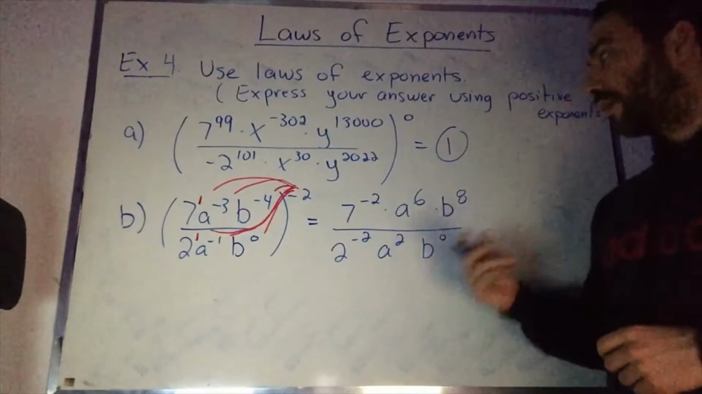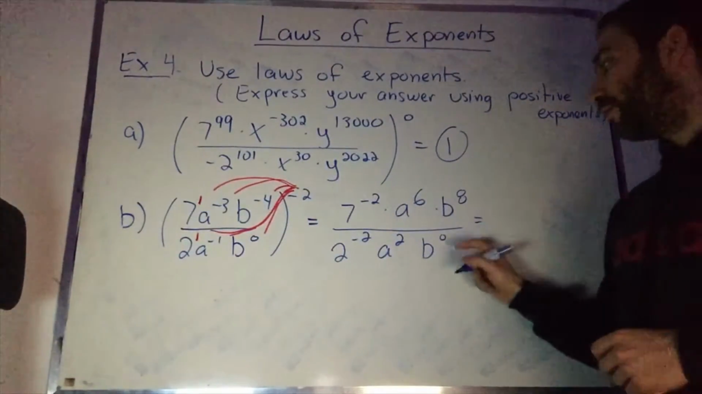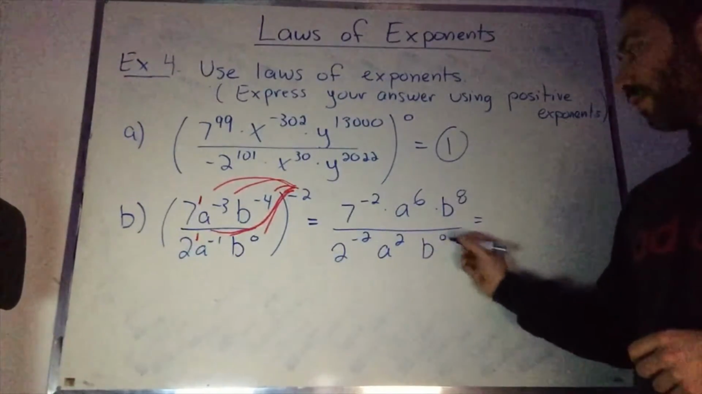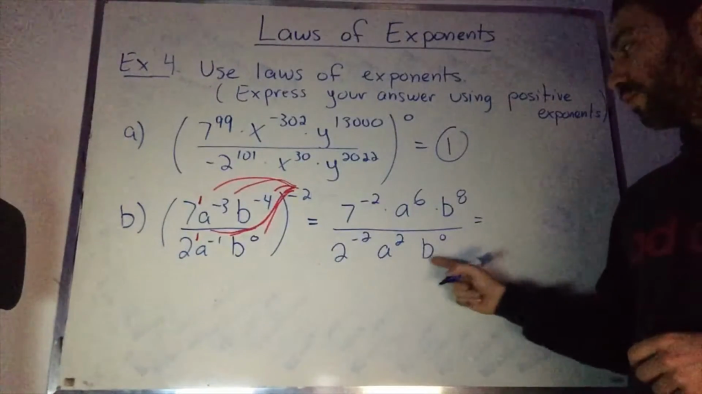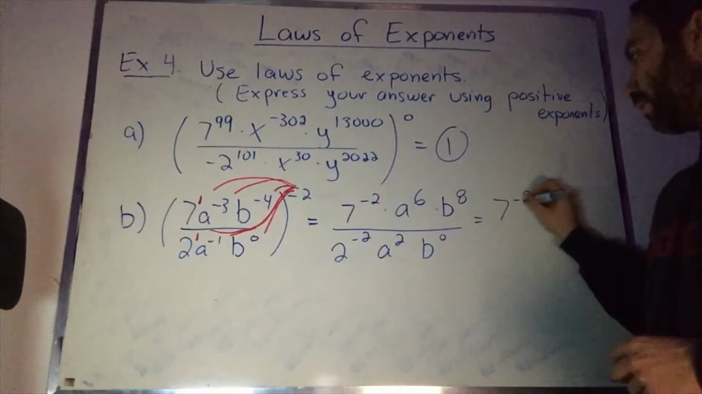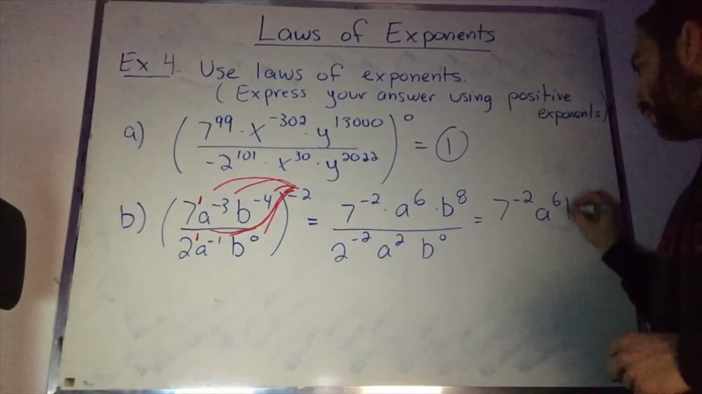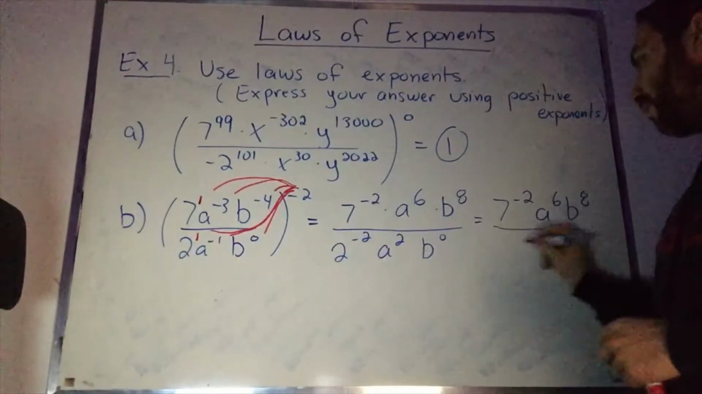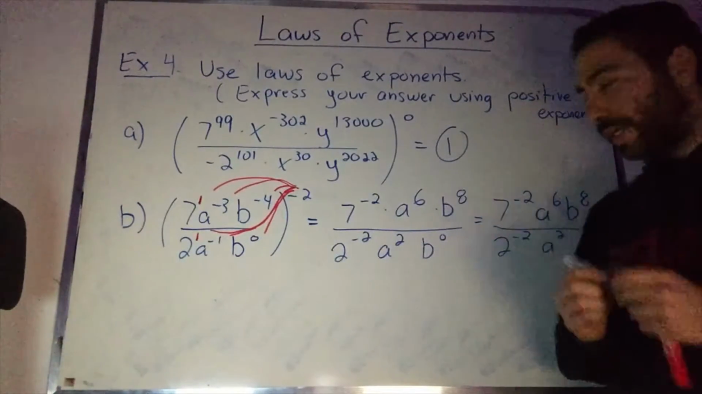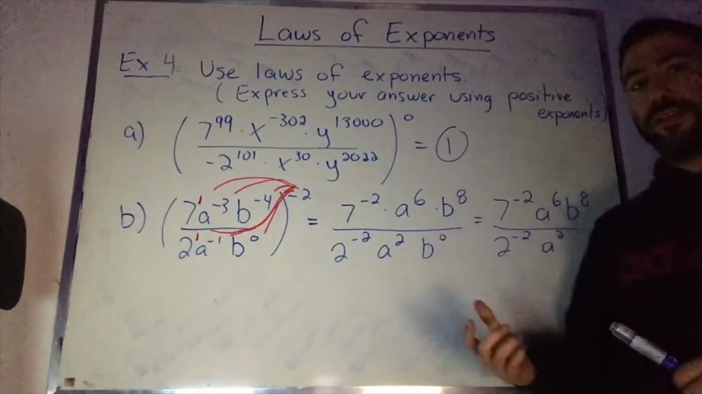Okay. Now let's go ahead and simplify. The next thing I would probably do is I'm noticing the b to the 0. We know this is just 1. Anything to the exponent 0 is 1, so you don't even have to write it. So we have 7 to the -2, a to the 6, b to the 8, over 2 to the -2, a to the 2.